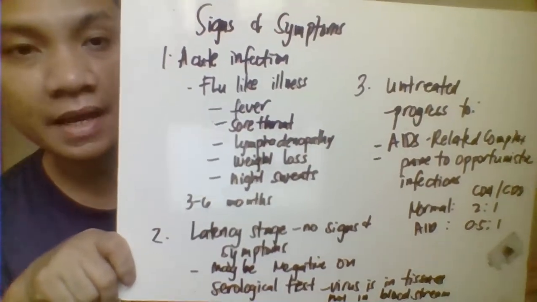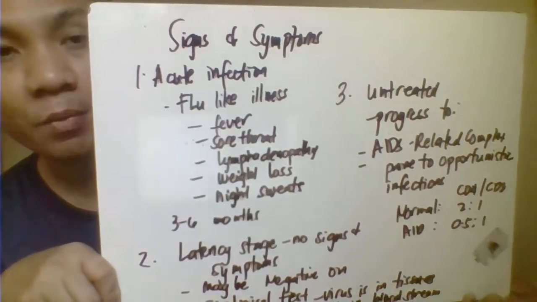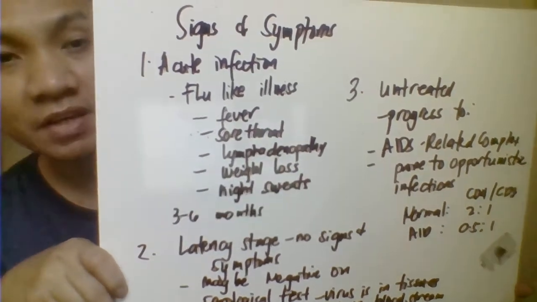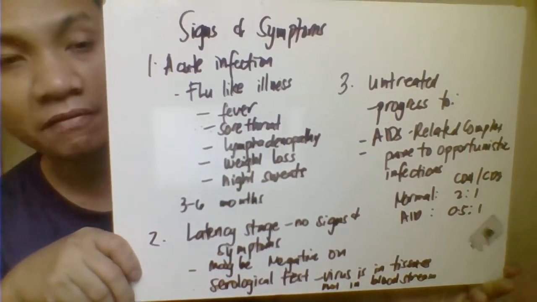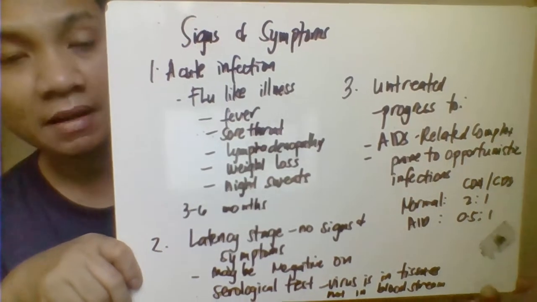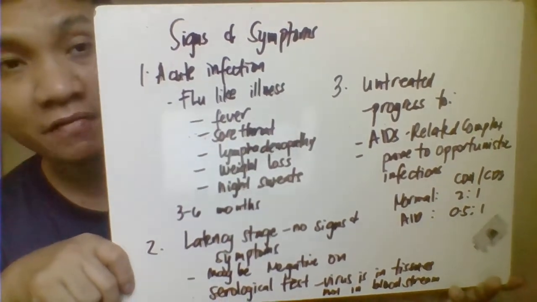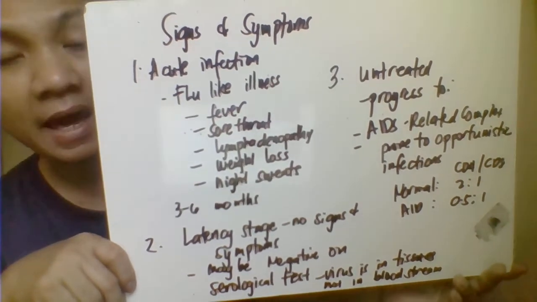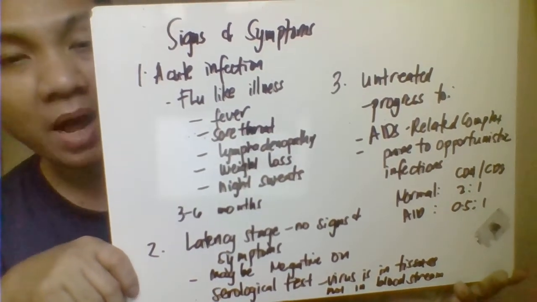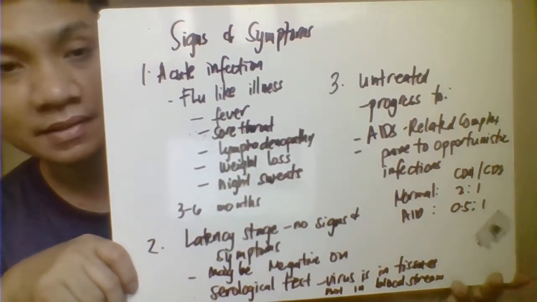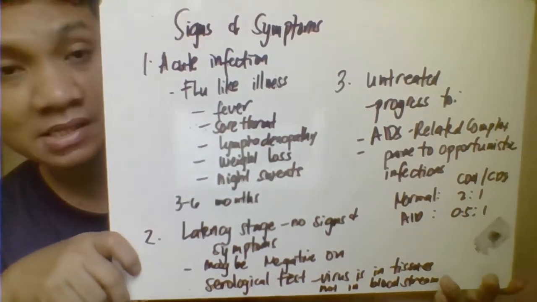Okay, then we have here the signs and symptoms of HIV. Starting here with the initial infection, the patient would manifest flu-like symptoms, like fever. These are just non-specific signs and symptoms: fever, sore throat, headache, night sweats, and we also have weight loss that could last here for 3 to 6 months.